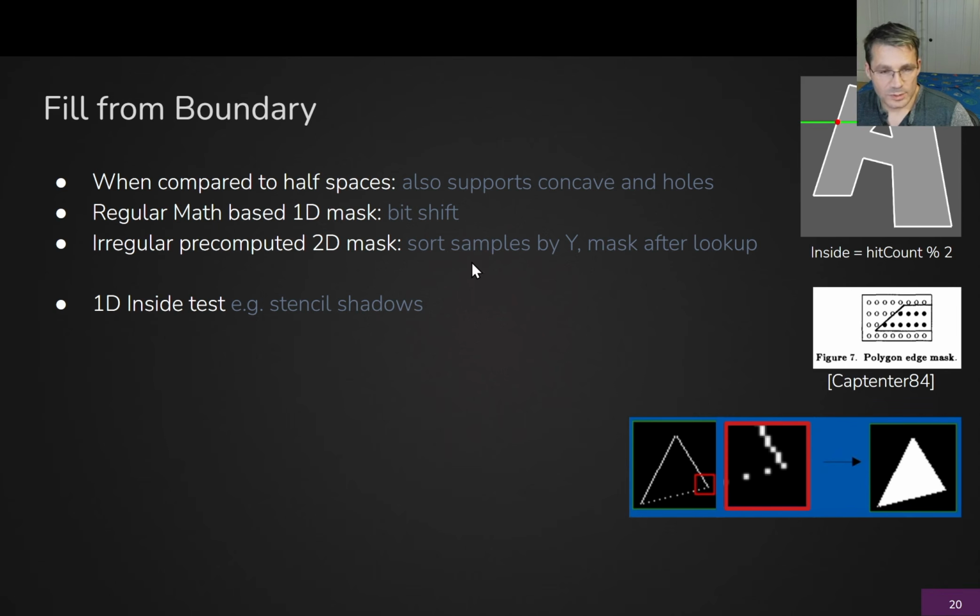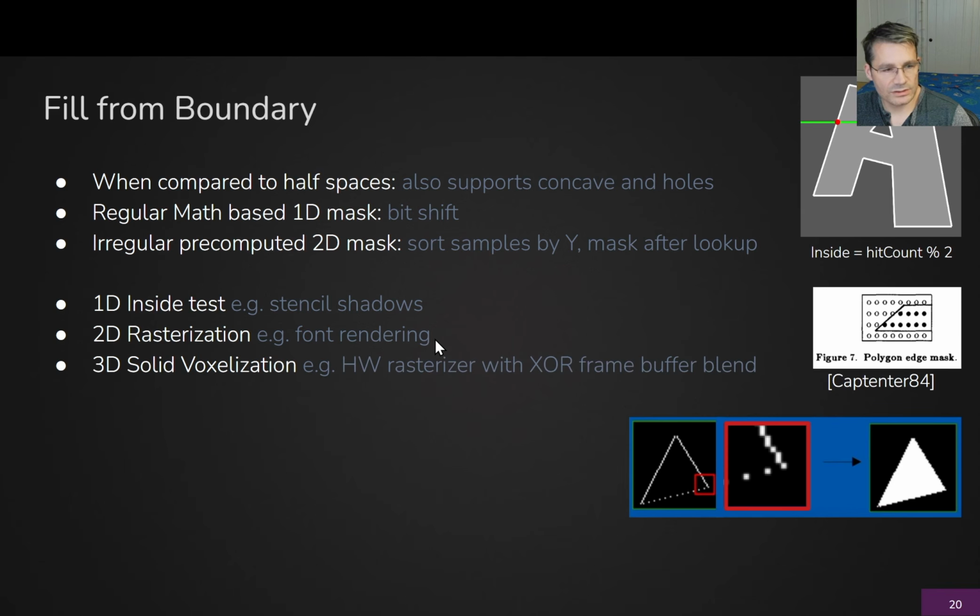I guess I can explain that better. There is an inside test in 1D, for example, stencil shadows. Carmack's reverse, you can Google that, is talking about that. And for 2D rasterization, font rendering was mentioned before, so it is also possible to do it with this method. And it's more efficient and better than the edge method that I mentioned before, because that requires convex shapes, and fonts are generally not made out of convex shapes.